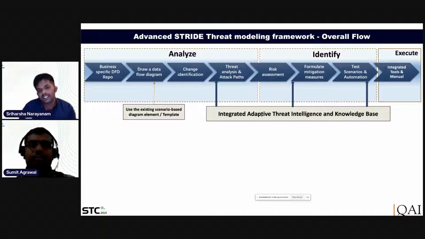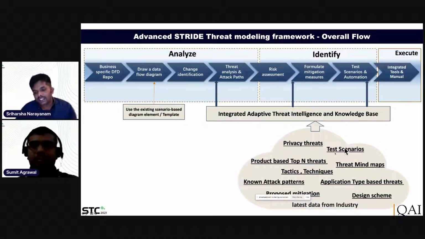So what kind of threat intelligence is important when we are doing this kind of analysis? The threat intelligence can range from common privacy threats, test scenarios, and product-based top-end threats, to the threat mind map, tactics and techniques of the attack, known attack patterns, application-type-based threats, proposed mitigations, design schemes, and the latest data from the industry. If all of these are integrated, think about it.